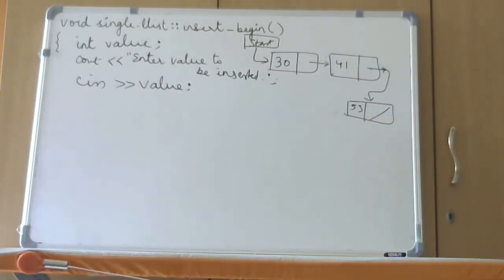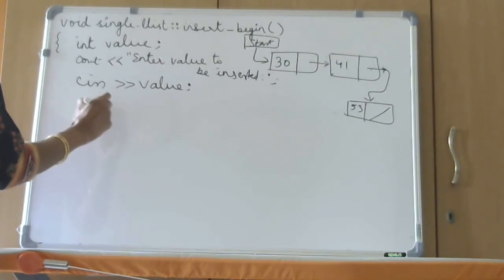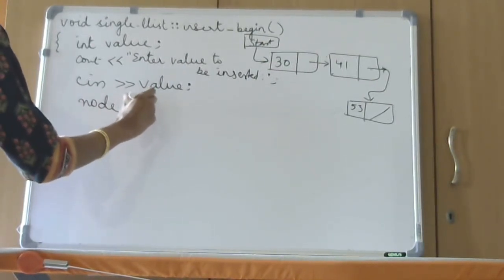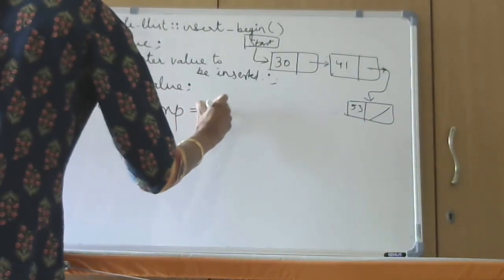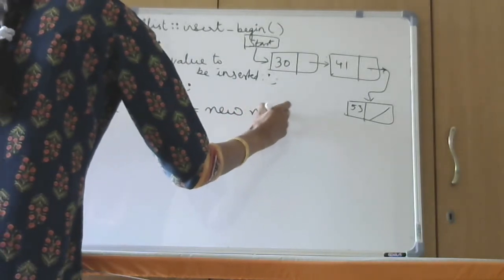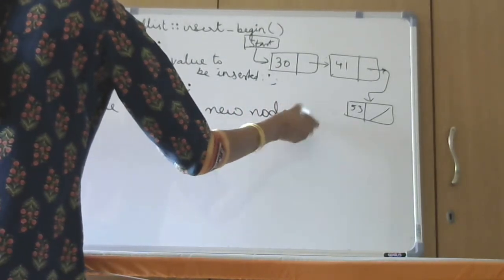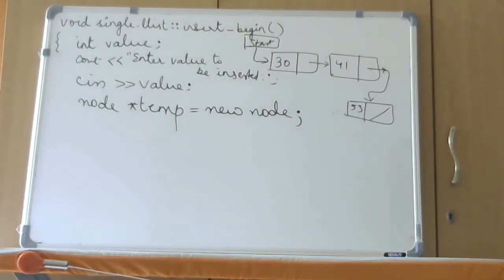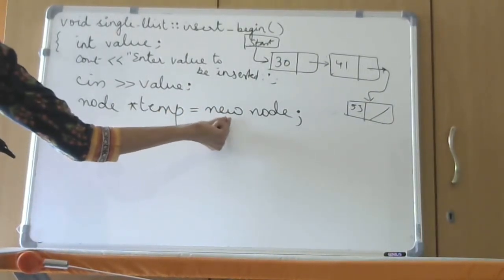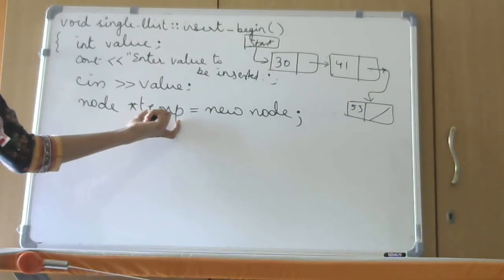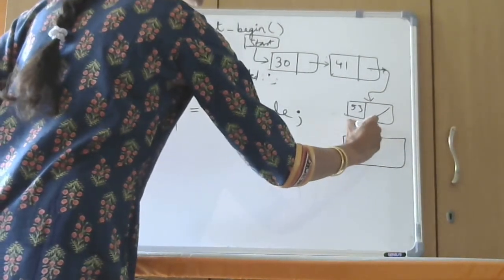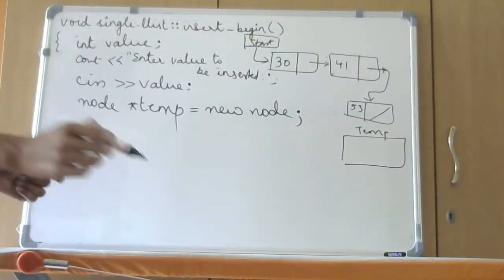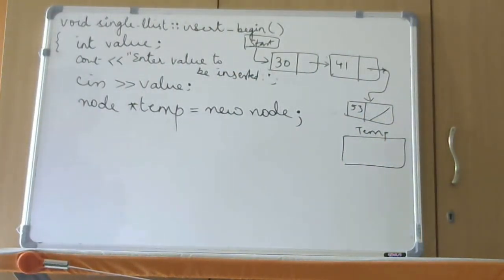Next, I will take one pointer of the type node: node star temp is equal to new node. In the last video session, we have seen what new is. New is going to allocate the memory that is required for this temp. Temp is basically the new node that I want to insert. This is my node.